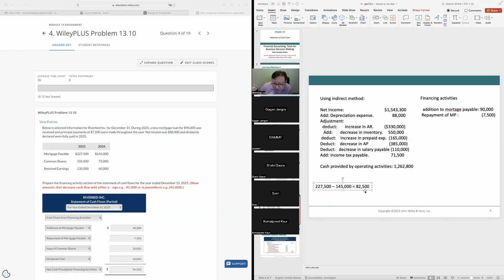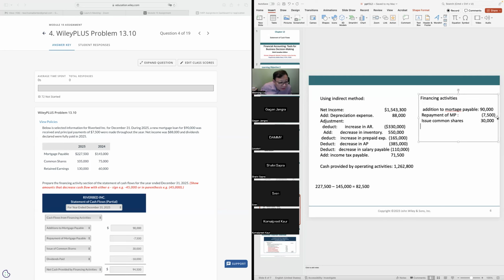When you compare the common shares, opening is 75,000, ending is 105,000. What's the difference? The difference is 30,000. So you issued 30,000 of common shares. This is going to increase your cash by 30,000.